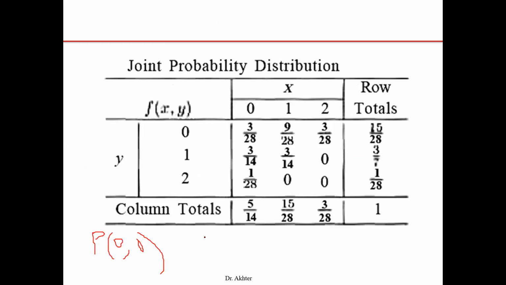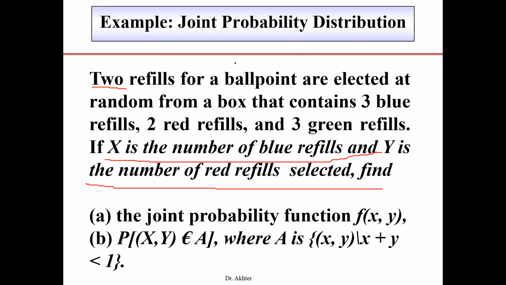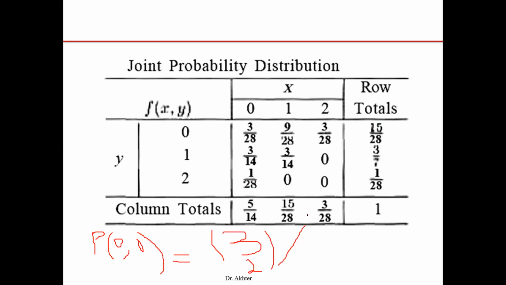So both selected green refills: 3 combination 2, divided by the total refills, which are how many? 8. 8 combination 2. So 3 combination 2 divided by 8 combination 2 is the probability of (0, 0). If you simplify this, you will get 3 by 28. This is the answer.